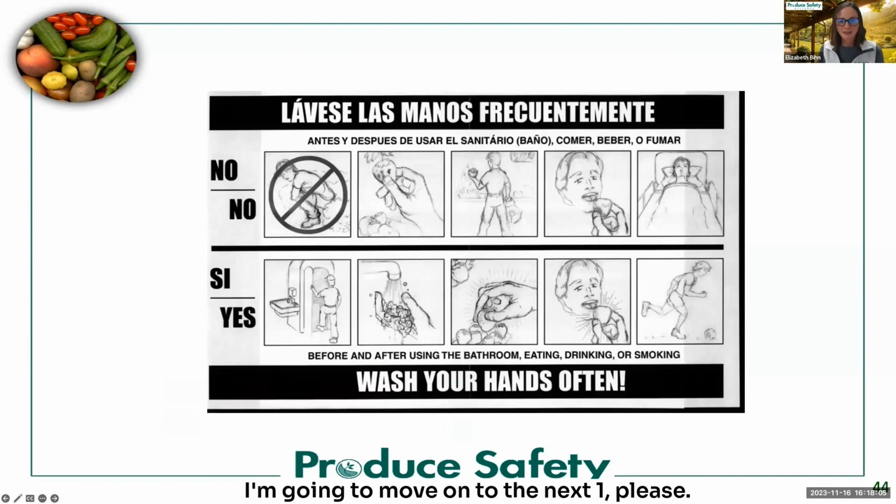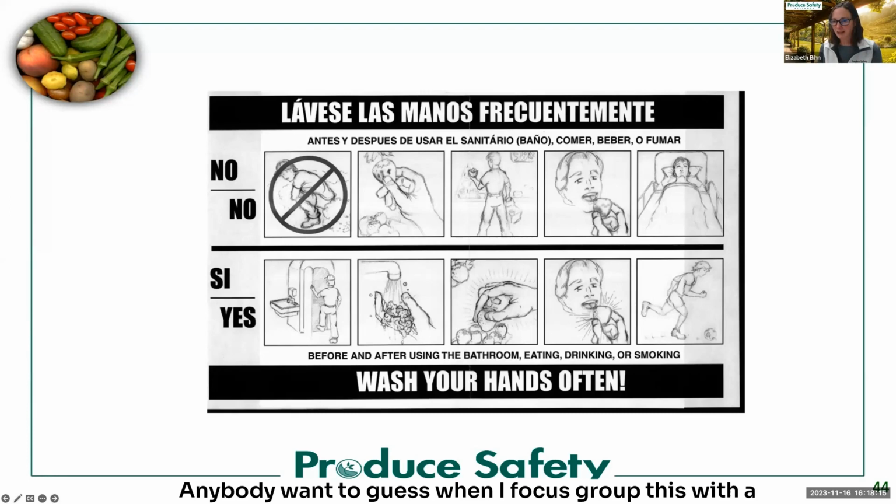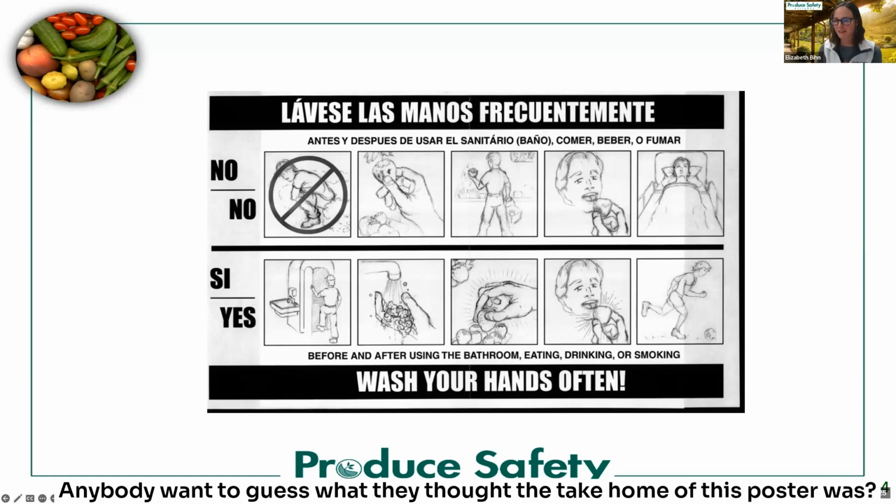Here's another one. This one was here at Cornell University when I arrived 25 years ago. I was handed this poster and said, go focus group this to finish it up. Anybody want to guess what the farm workers said when I asked them, what do you think this poster is trying to tell you? Anybody want to guess what they thought the take home of this poster was? This is one of my favorite focus groups ever.